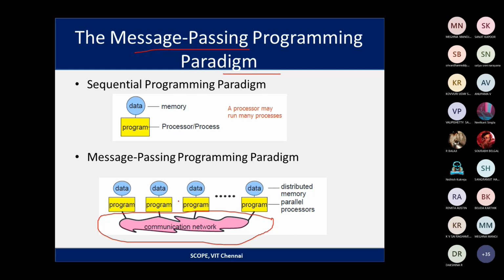Whenever the communication needs to happen, it will happen in the form of messages. So it is called a message passing program. We are trying to program the message passing over the distributed network, that is our MPI.